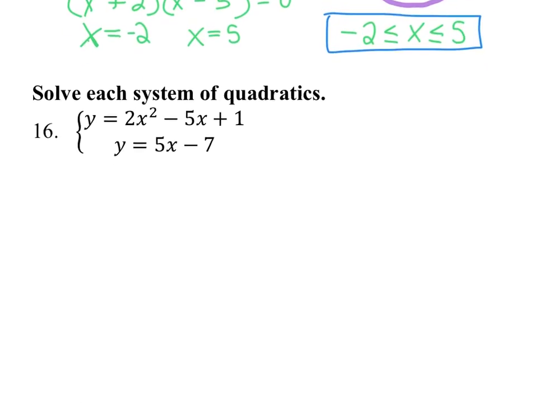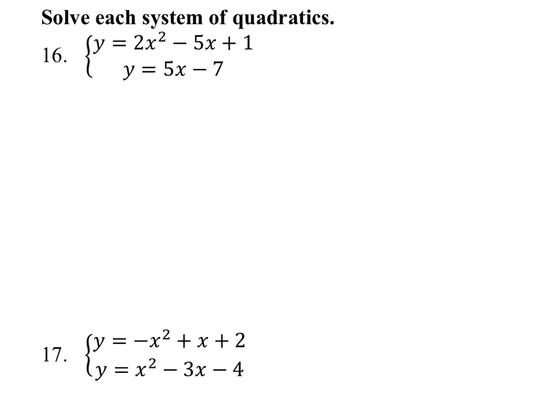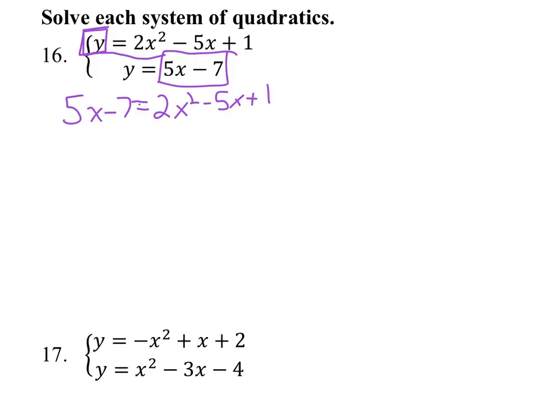Okay, last 2 questions. Solving a system of equations. Here we go. There are different ways you could do this, but we're going to use substitution. I'm going to take the 5x minus 7, and since that's what y equals, instead of y I'm going to have 5x minus 7. So I get 5x minus 7 equals 2x squared minus 5x plus 1.